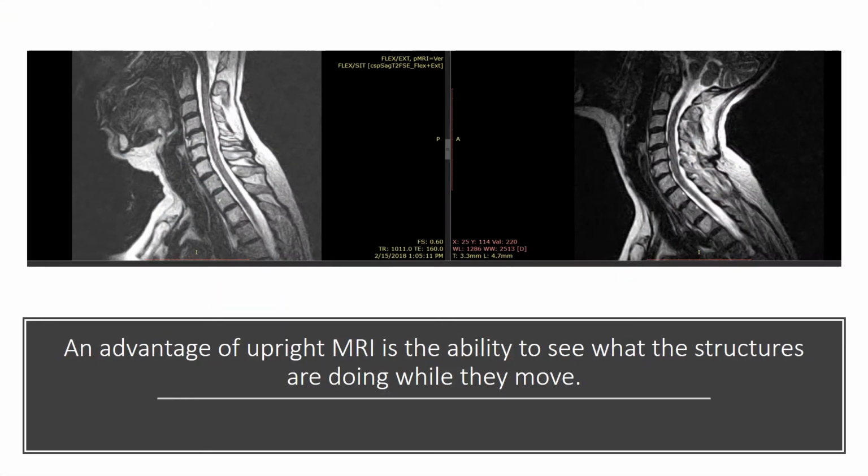An advantage, on the other hand, of upright MRI is the ability to see what the structures are doing as they move. So we have a patient here on the left that is flexing her neck, and on the right that's extending the neck. Again, we can see some things buckling between these two that we wouldn't normally see on a supine MRI.